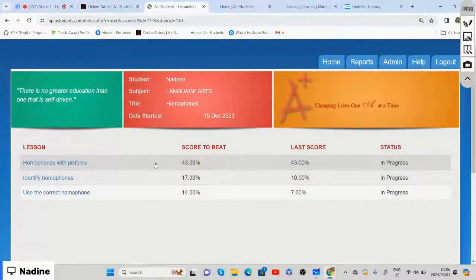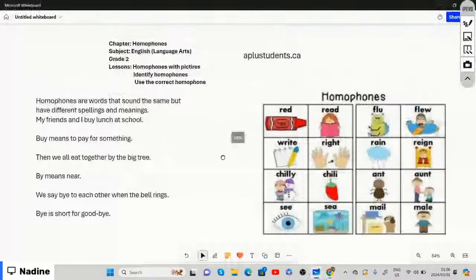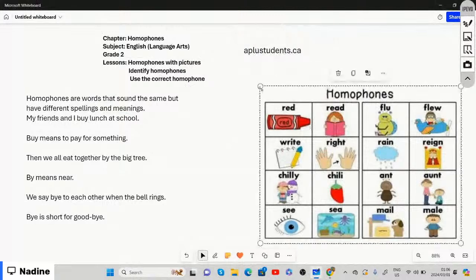All right, so our chapter is homophones. Our subject is English Language Arts, grade 2. And the lesson that we are going to be focusing on is homophones with pictures. We're going to identify homophones, and we're also going to use the correct homophone. So that is going to be our lesson for today, and we are doing our tutorial lesson on aplusstudents.ca.